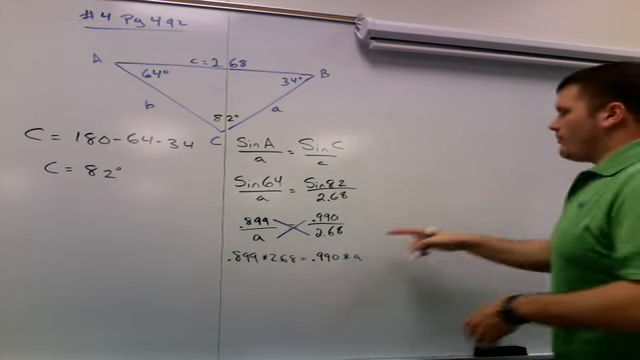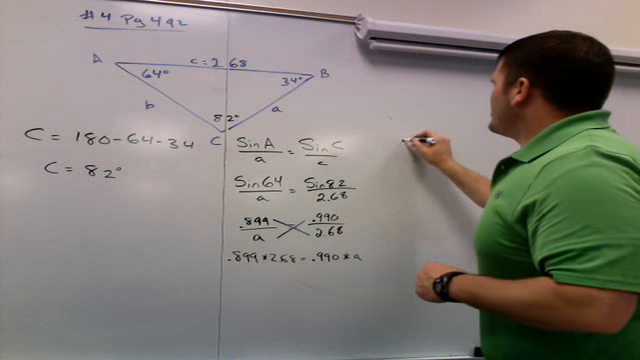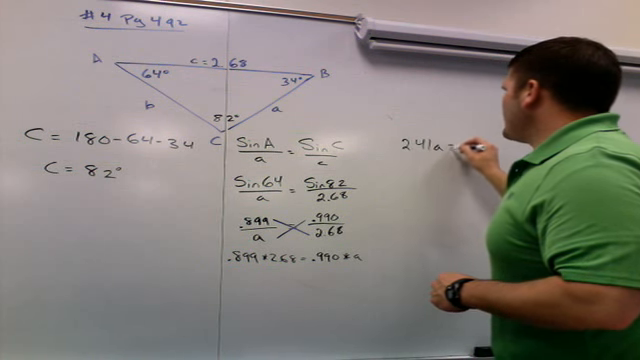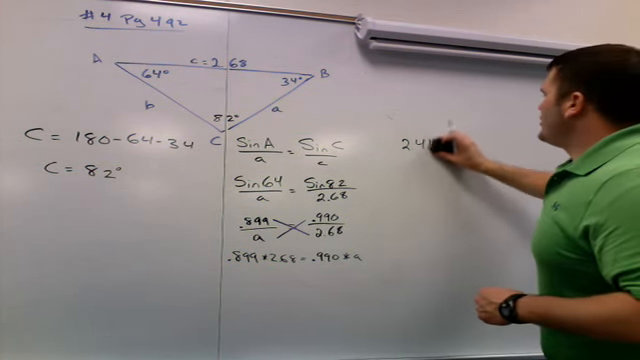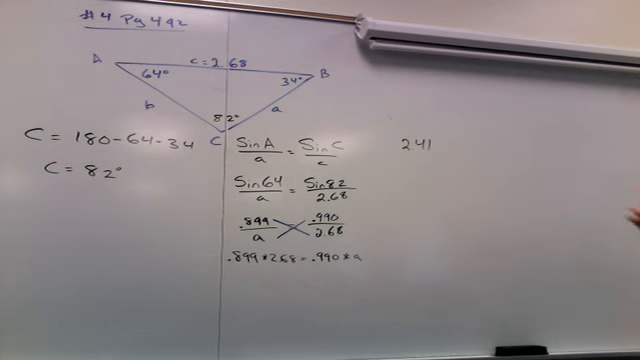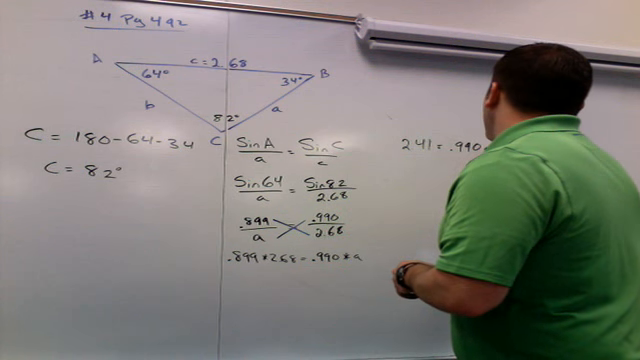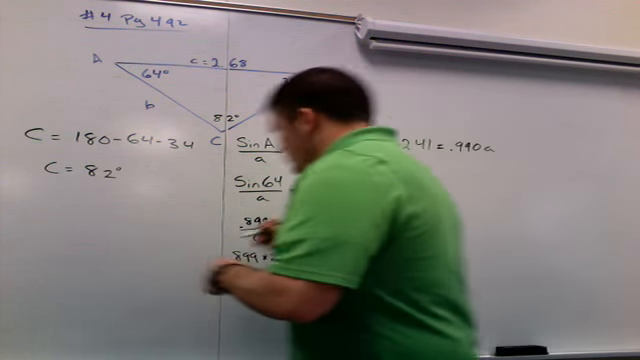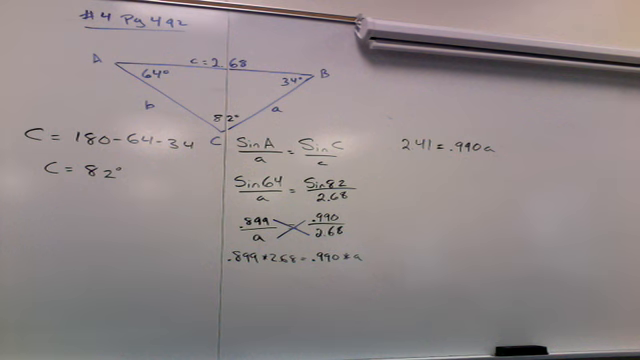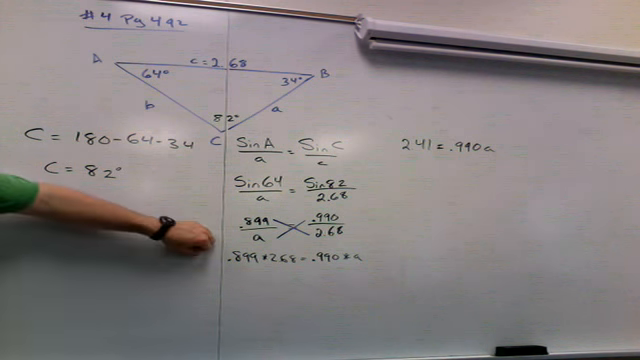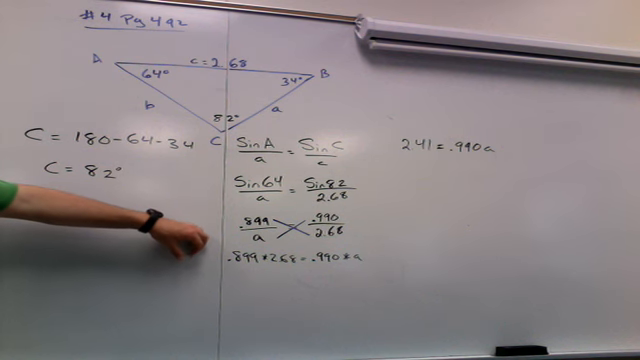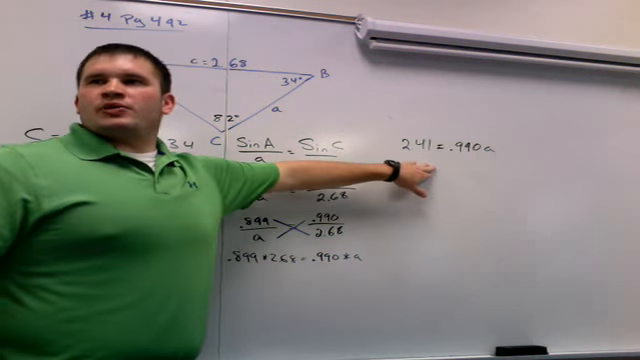2.41. Okay, I'm going to move up here so that you guys can see back there. So 2.41 equals 0.990A. Now I know it has decimals in it, but what if I turn this difficult problem into a one-step algebra problem? So cross multiplication took a difficult fraction equals fraction problem and turned it into a one-step algebra problem.